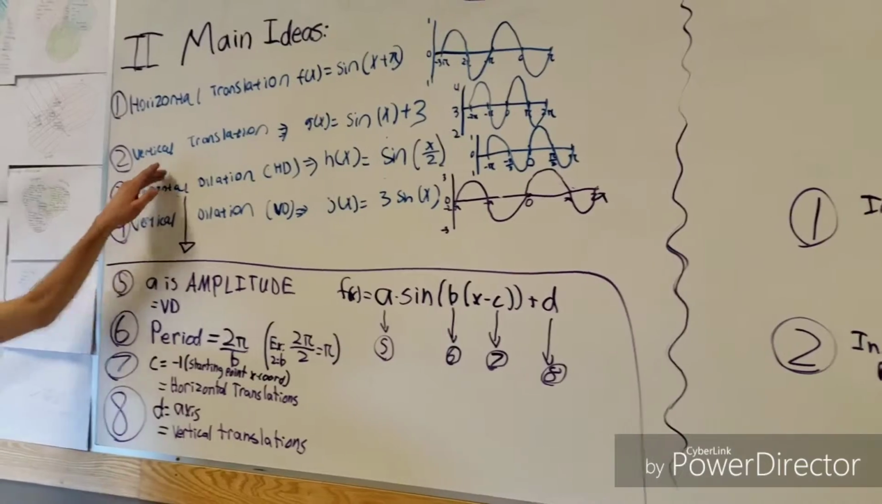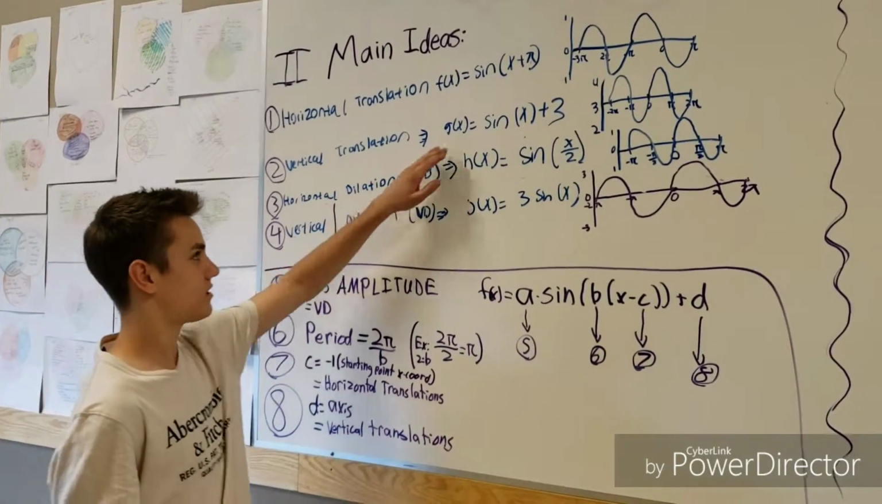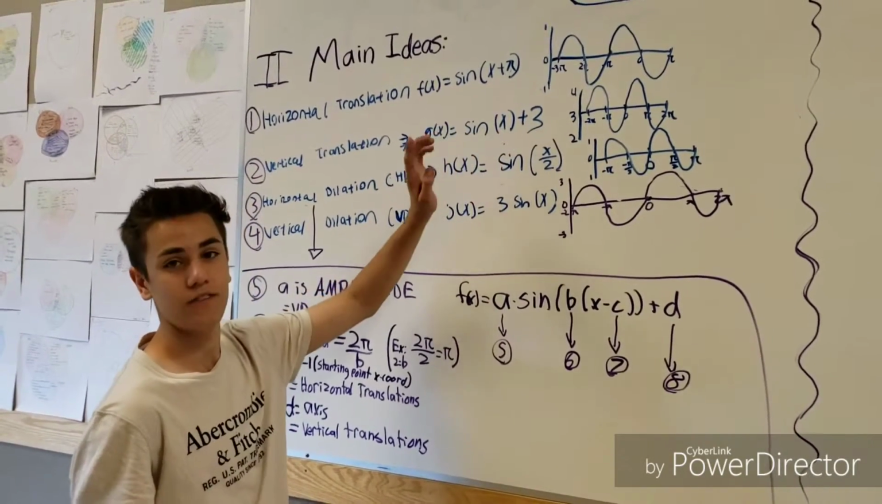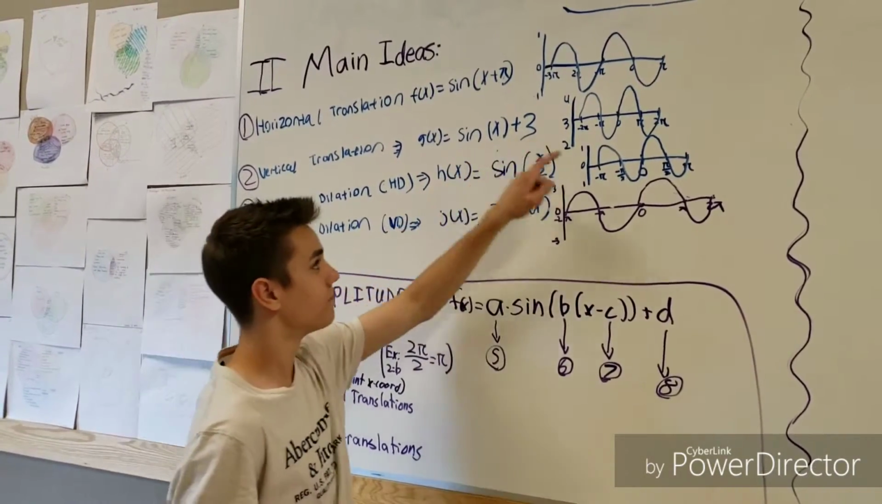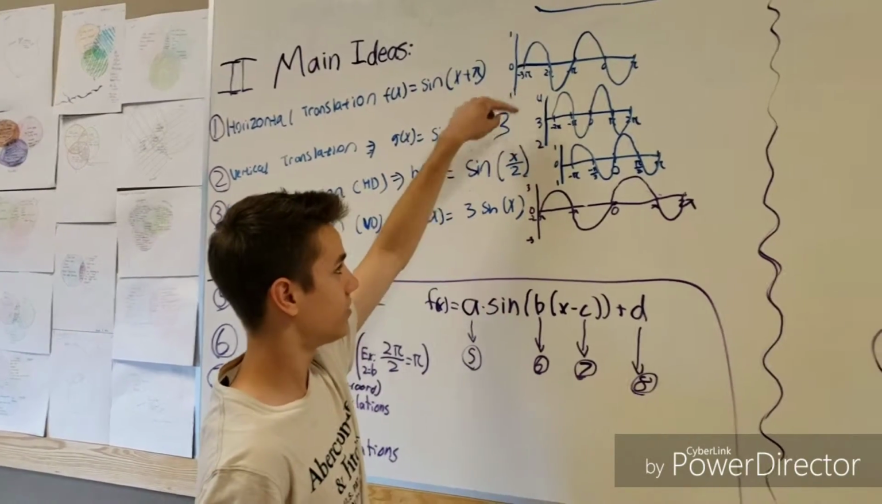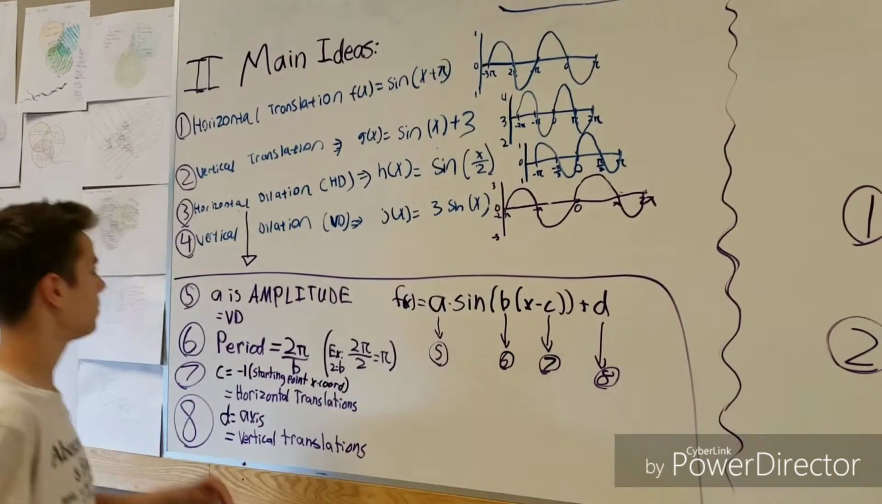A vertical translation does the exact same thing as you would expect, but vertically. So it's sine of x plus 3. So instead of starting at 0 here, you start at 3. So instead of 1 up here, it's 4, and negative 1 out here, it's 2.